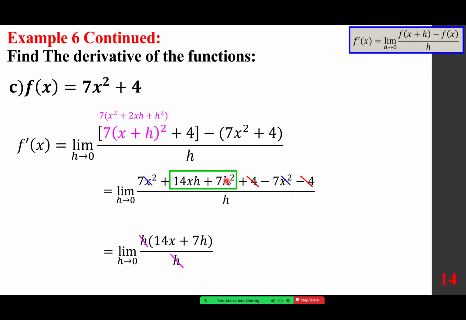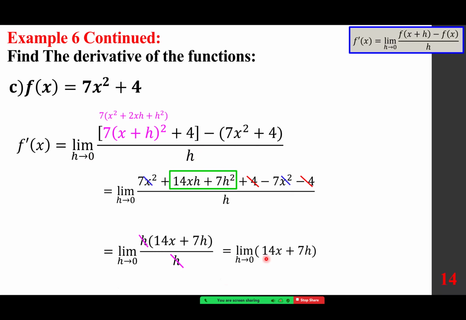Remember, if we go back to this one, the answer is 0 over 0. It's the 0 in the denominator that creates a problem, and that's why. And by the way, h is not equal to 0. h is approaching 0.